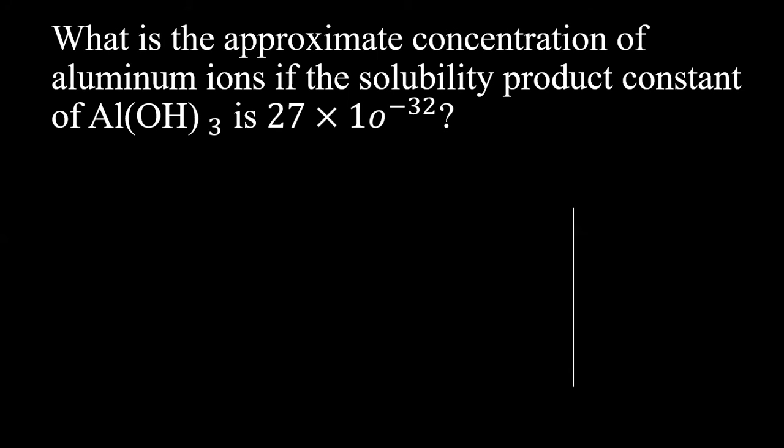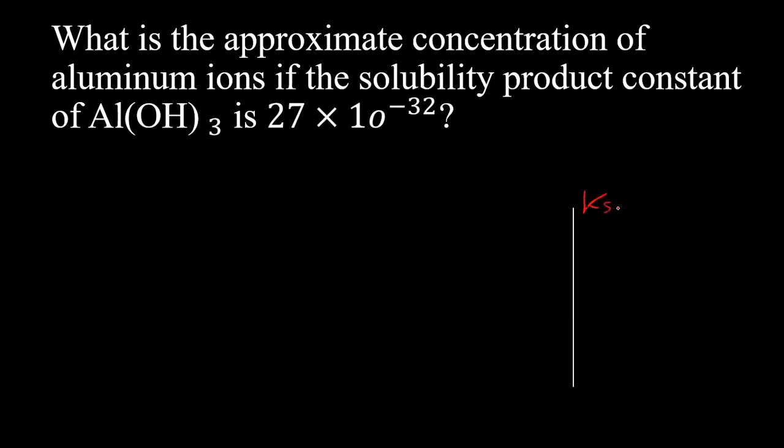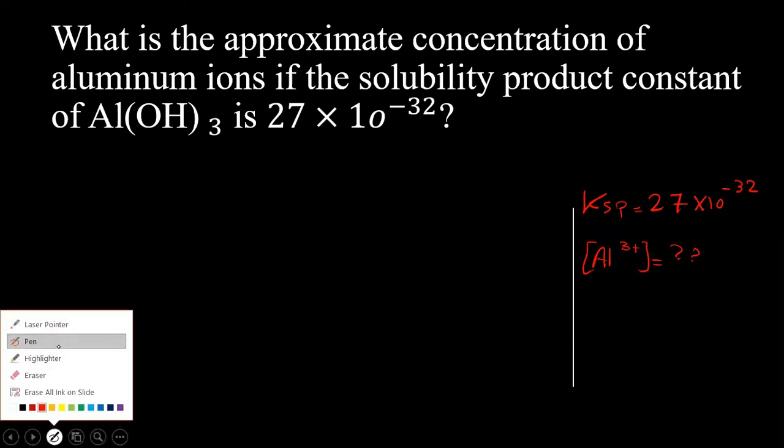Here for this problem: what is the approximate concentration of aluminum ion if the solubility product constant of Al(OH)3 is 27 × 10^-32? So firstly, I will write the given from this problem: Ksp equals 27 × 10^-32. After that, he asks you about the concentration of aluminum ion. So the aluminum ion concentration is unknown. After that, you will first write the chemical equation that explains the solubility.